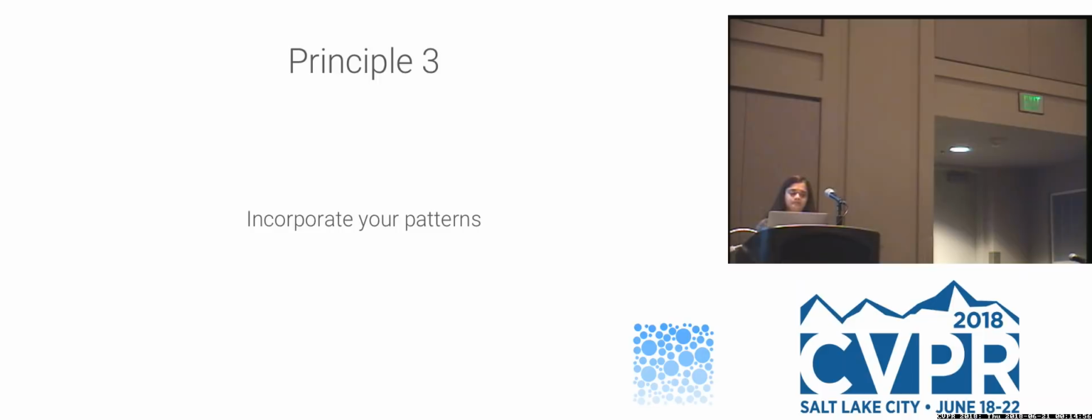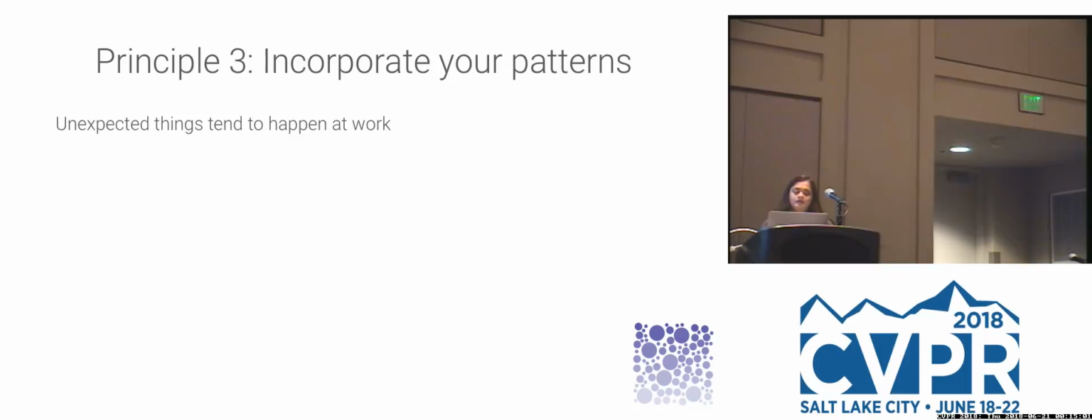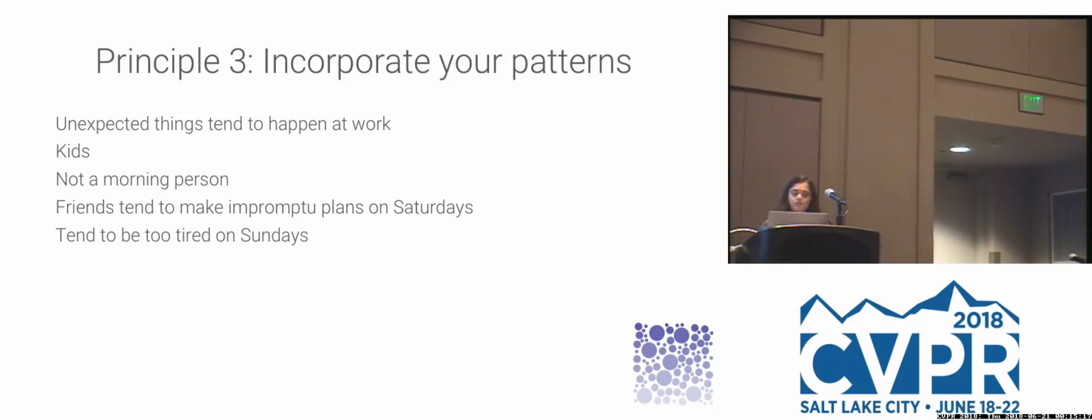The third principle is incorporate your patterns. So maybe you happen to work in an environment where unexpected things happen. I don't have kids, but I'm told that if you have young kids, then that often leads to sources of unexpected things happening on a day-to-day basis. Maybe you're not a morning person. Maybe your friends make impromptu plans on Saturdays that just come up. Maybe you don't like working on Sundays. Maybe you tend to be too tired from the week on Sundays. All of this needs to be factored in.